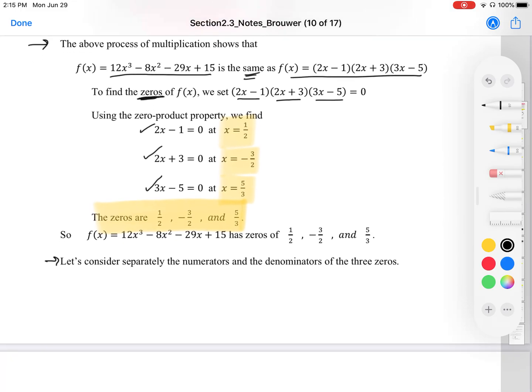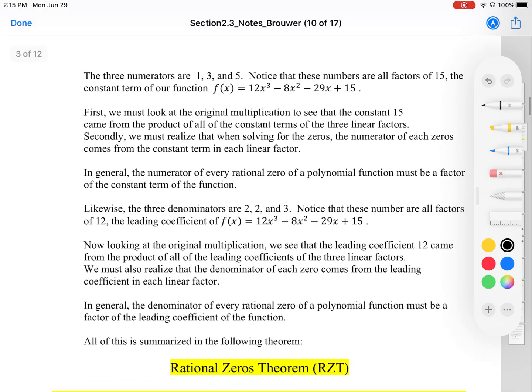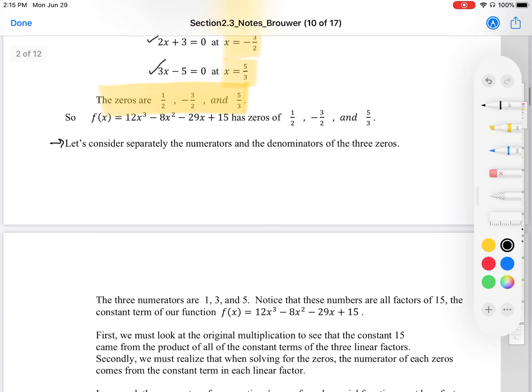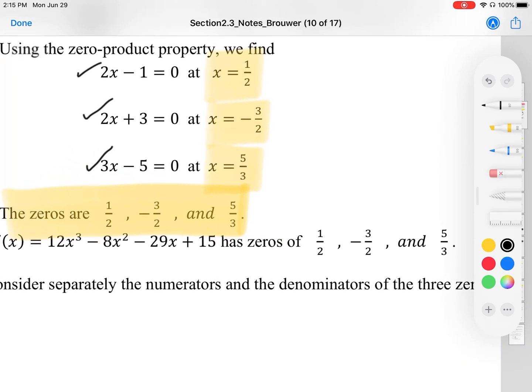Let's consider separately the numerator and the denominator of the 3 zeros. The three numerators are 1, 3, and 5. Notice that these numbers are factors of 15. So we're talking about numerators, talking about our answers, the numbers on top. So 1, 3, and 5.